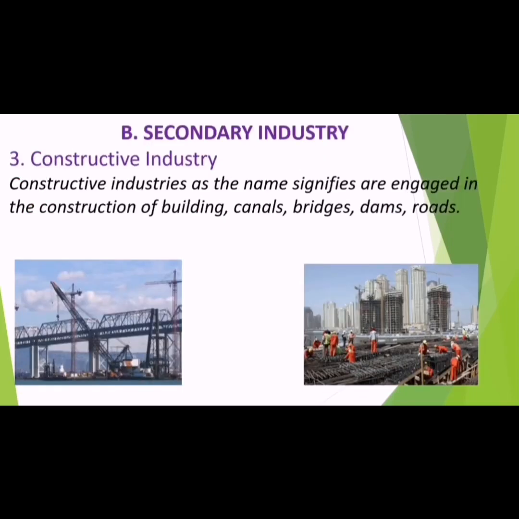So students, here comes the secondary industry. So very first secondary industry is constructive industry. As I just mentioned earlier on, the base of this industry is on primary industry. So you can say this industry depends on primary industry. This industry gets raw material from the primary industry. So this industry, which is a constructive industry, as the name signifies, is engaged in the construction of buildings, canals, bridges, dams, roads. So this industry totally depends on primary industry. From there, this industry gets raw material.